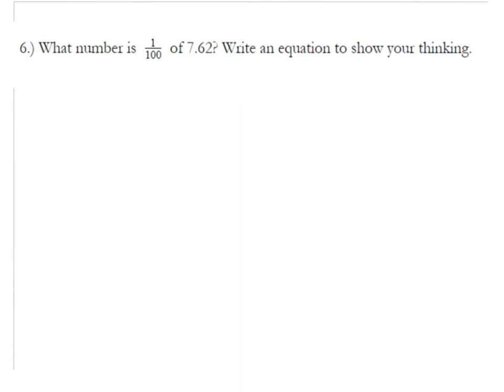This worksheet starts with problem number 6, ultimately because I came up with a big worksheet and I split it in two. So if it starts with number 6, don't worry, you're not missing any problems. We are going to start right there tonight.